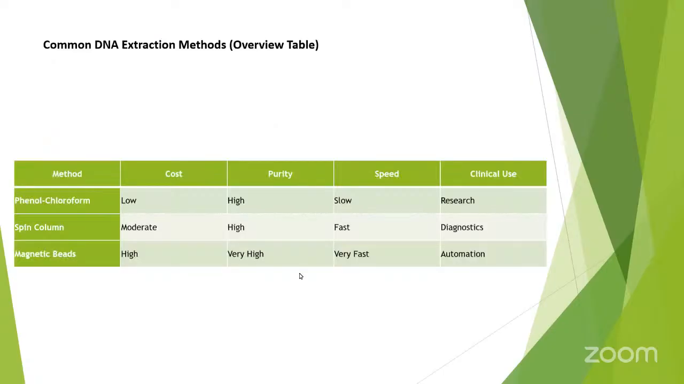So here, as you can see, is an overview table showing the methods of extraction. We have the first method, phenol-chloroform, then the spin column, and the magnetic beads. The cost, as you can see there, is indicated as low, moderate, high. The purity, as you require, we need high purity DNA. Phenol-chloroform you can see is high. The spin column is high. The magnetic beads also is the highest, very high.